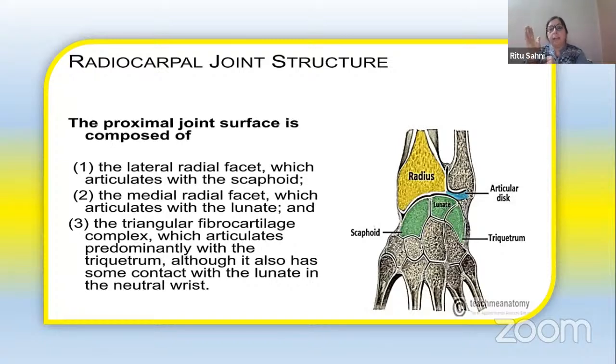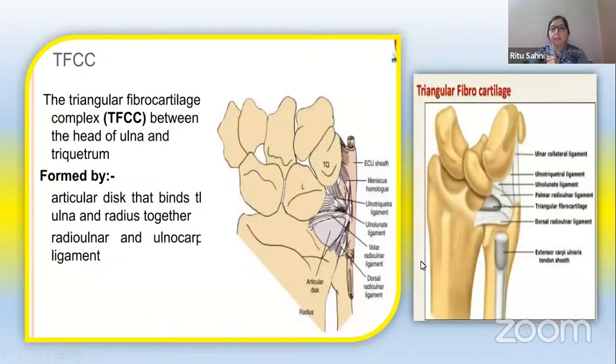So the joint surface articulation is most important, provided by the radius to the scaphoid and partly to the lunate. And there is a triangular fibrocartilage between the head of the radius and the ulna. This cartilage sheath is formed by the articular disc, which binds the ulna and radius together with the radioulnar and ulnocarpal ligaments.